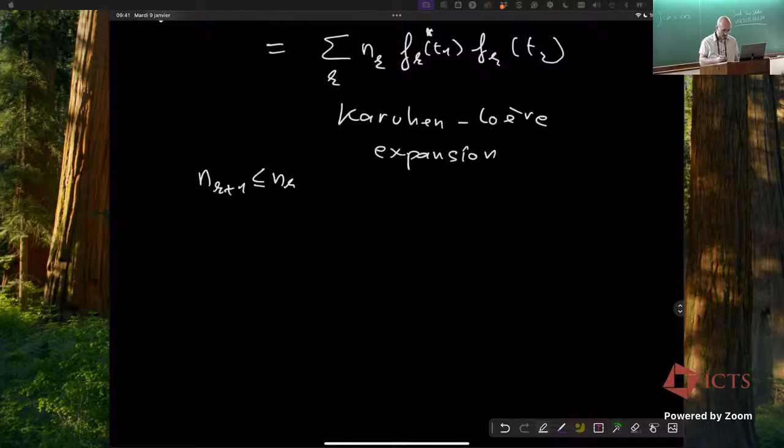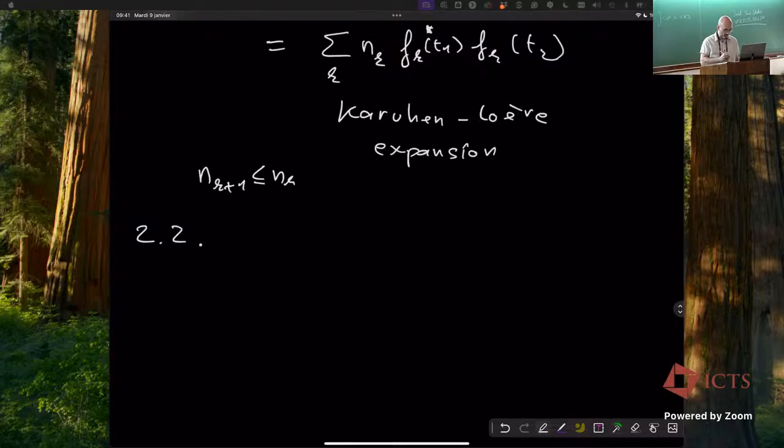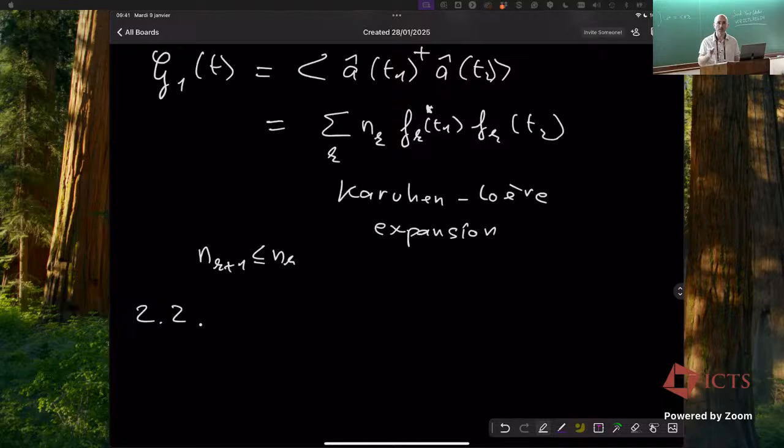So now I'd like to go to part 2.2 and discuss the first measurement apparatus, which was the one actually that Keter mentioned earlier. So the homodyne detector.